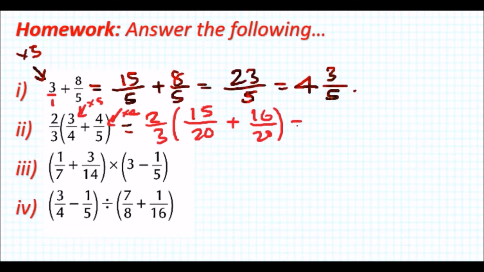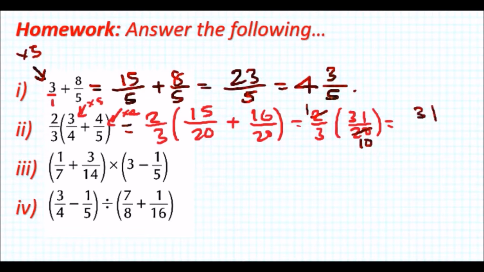So we're going to have now 2 over 3 times 31 over 20, and that's it. When you've got a multiplication like this, they work like times tables, so you can do cross simplifying. You can see that 2 goes into 20 twice, so it goes 1 and 10, and that's it. Now 1 times 31 is 31, and 3 times 10 is 30. Cool, not bad. Fairly tricky, but doable.